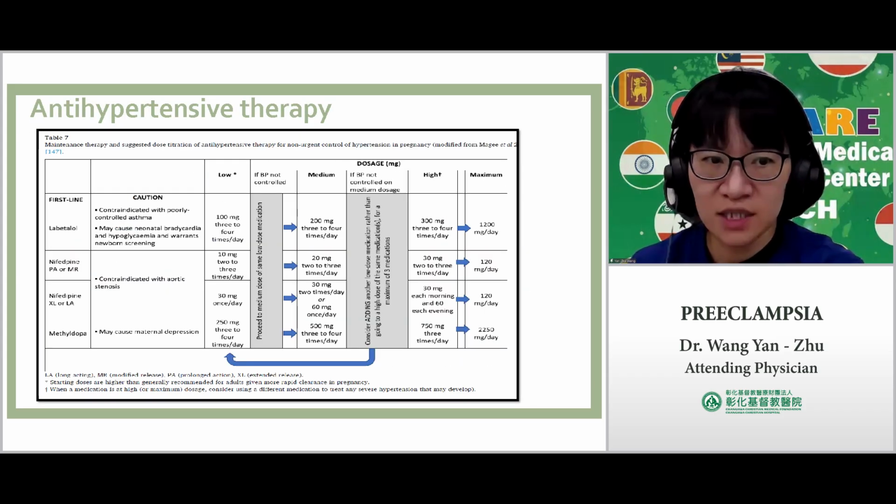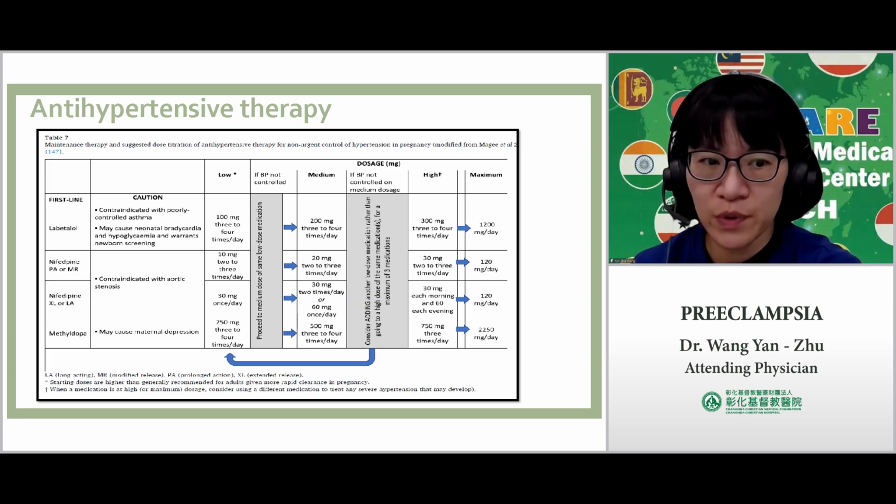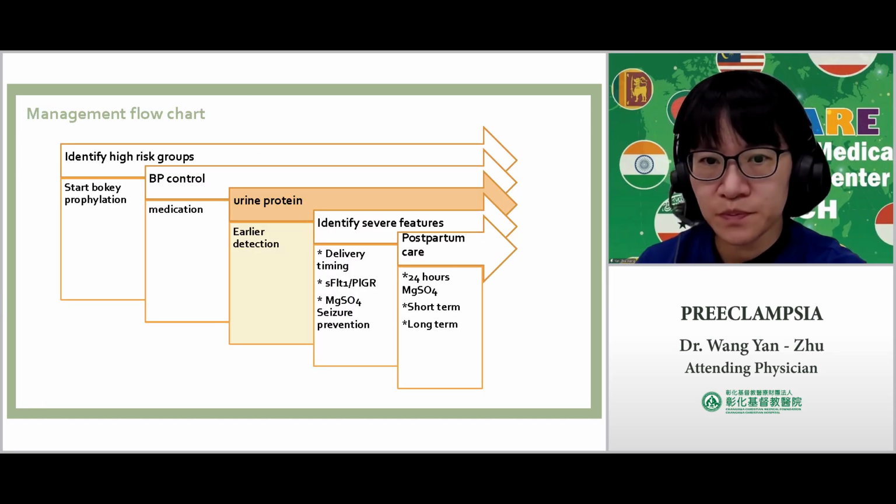Okay, so the first line is labetalol, and if labetalol is not doing well, or the patient has asthma, then you cannot use it. Then you can switch to nifedipine. Nifedipine has a short-acting form, and also a long-term, chronic, resistant form. You can use either kind, depending on which works better and how the patient tolerates the medication, and methyldopa. But we don't often use methyldopa.